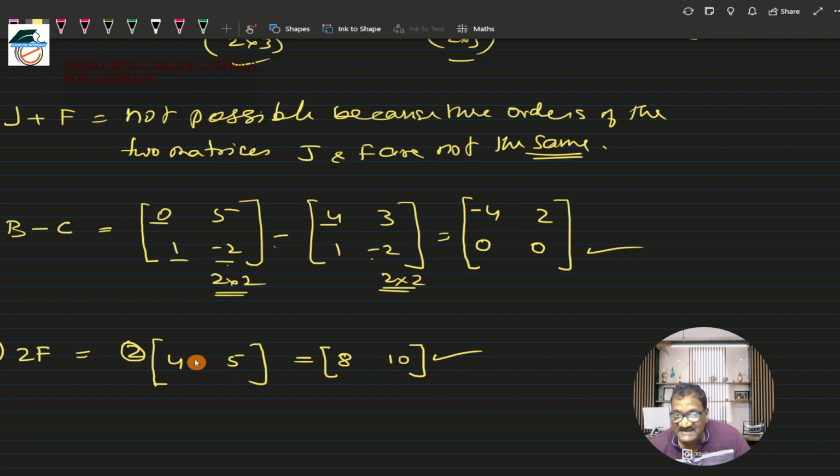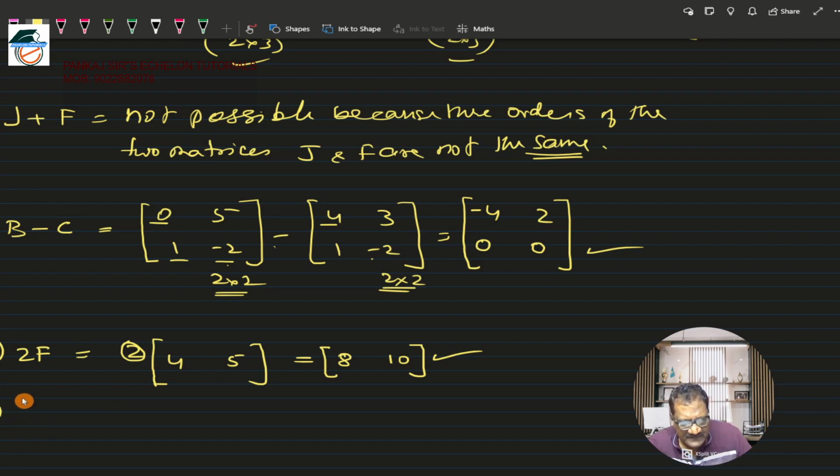This is something known as scalar multiplication of a matrix. See, there are two things: scalar multiplication of a matrix and multiplication of a matrix and a matrix. When two matrices are to be multiplied, that is done differently. And this is a scalar multiplication of a matrix, where a single scalar you have to multiply with each and every element of that matrix. So this is the resultant. So 2f will be equal to 8 comma 10. 4 2s are 8, 5 2s are 10, and no need of checking, I'm sure it is correct.